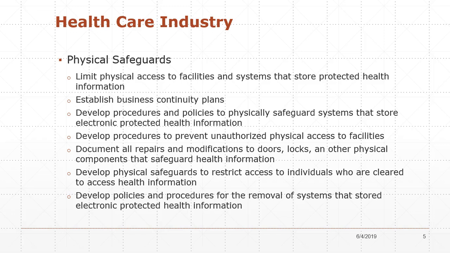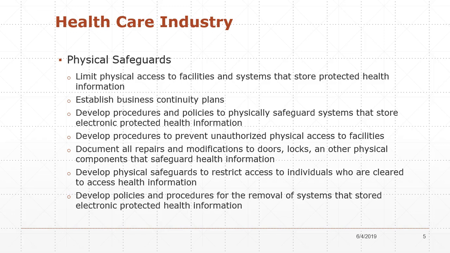Establish business continuity plans, develop procedures and policies to physically safeguard the systems that store the electronic protected health information. And here, one of the things we did to protect the data was to build cages inside of the data center that actually went from floor to ceiling, cement floor to cement ceiling, so that nobody could access the systems where that data was stored.